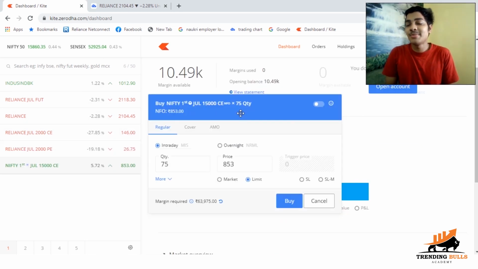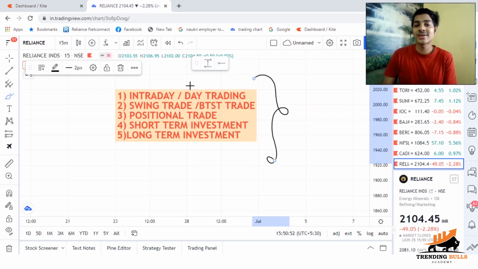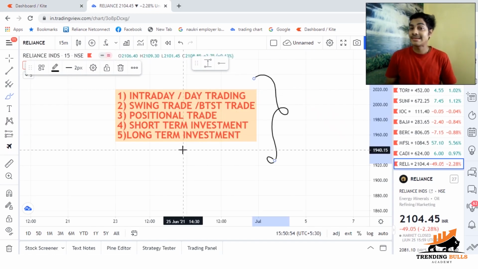Anyways, we'll be making a detailed video on futures and options, like how to select a strike price, what is in the money, what is out of the money, all those things. So for now, that's it, guys. I hope you understood the different types of trading. You can do it in the equity market and also in the futures and options market. Again, this is just a very basic thing I shared here.